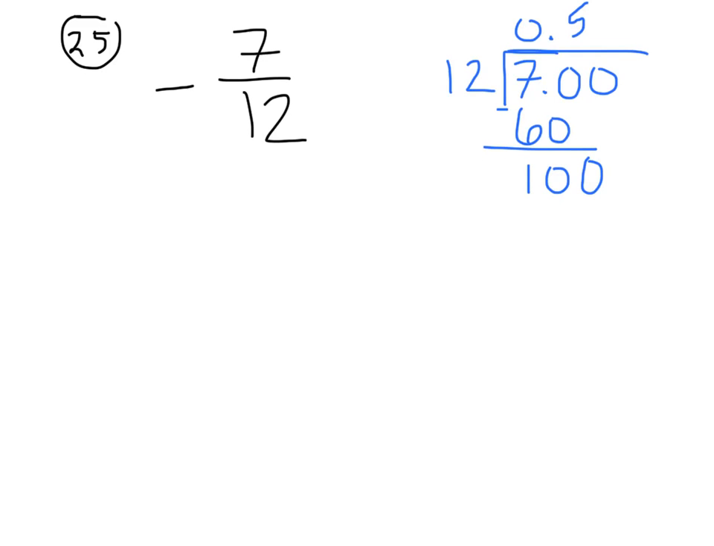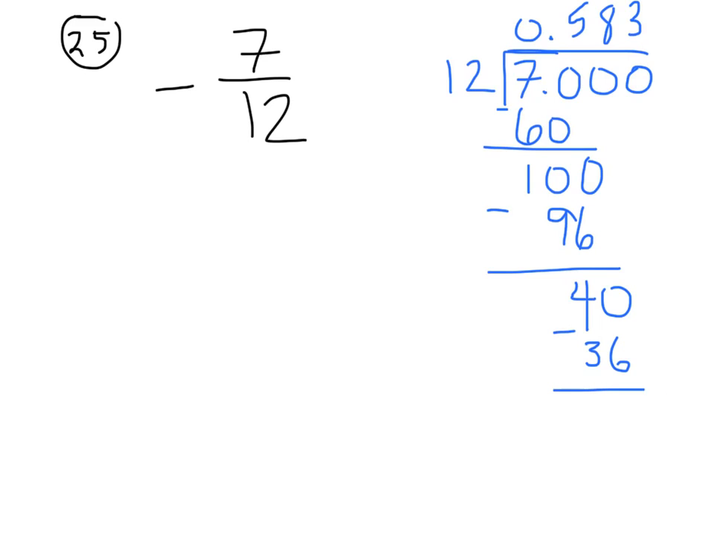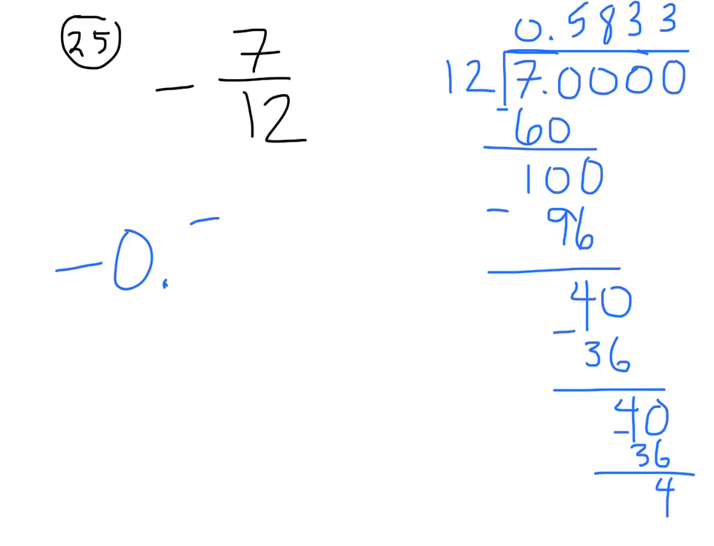12 goes into 100 8 times. 96. Subtract and get 4. Bring down another 0. 12 goes into 40 3 times. 3 times 12 is 36. Subtract, 4. Bring down another 0. 12 goes into 40 3 times. 36. And I can tell I'm getting a repeating pattern. So my answer is -0.583, and the 3 is the only thing that's repeating.